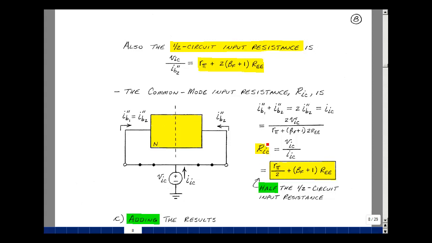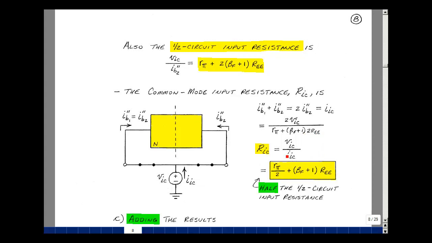R sub IC is the ratio of V sub IC to I sub IC. Here we have I sub IC and V sub IC, so let's solve that equation. V sub IC divided by I sub IC would be taking the reciprocal of this denominator and dividing by 2. That would be R pi over 2, beta F plus 1, 2 divided by 2, and REE.